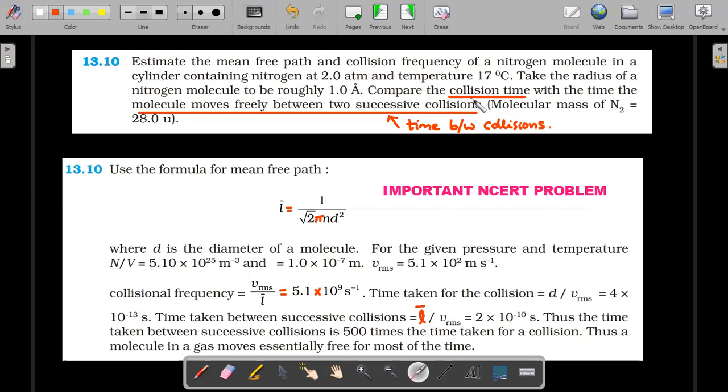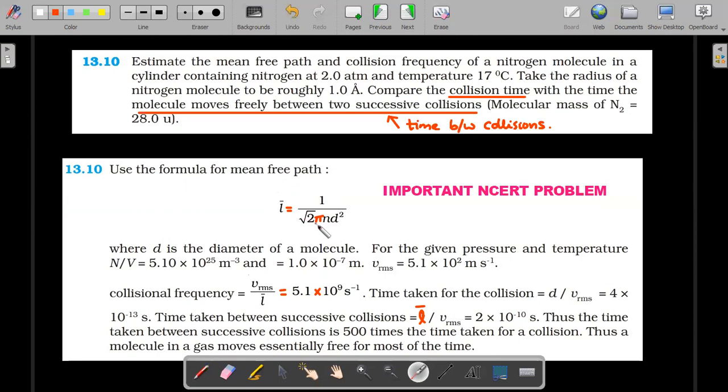Okay, if a ball is hitting a wall, the collision time means the time for which the ball hits the wall. Whereas the second one, time duration between successive collisions, is the time taken between the first collision and the second collision, which happen after some time, right? So these two he is asking us to compare. There's some information that he will deduce from this.